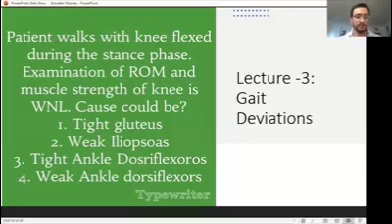Option number 3, tight ankle dorsiflexor. It does say the ankle has tight dorsiflexor, so it is likely that the ankle is stuck in dorsiflexion during the stance. That can lead to knee flexion during the stance. Look at the weak ankle dorsiflexors, option number 4. So it is not likely our option.